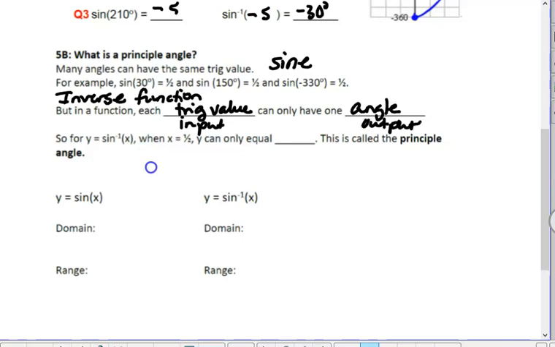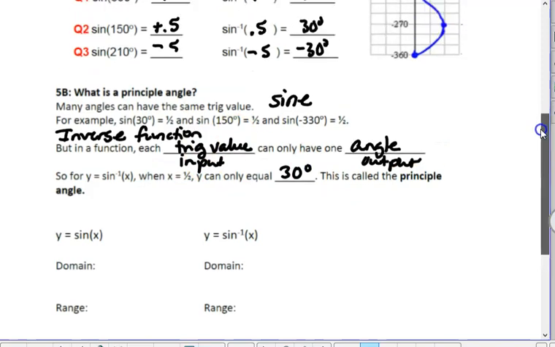So what do we do with this situation where we have multiple angles that all have the same trig value of 1/2? We have to limit it to only one angle that has a trig value of 1/2. So when we do the inverse function and 1/2 is our input value, y can only equal one of those angles, and the angle that it equals is 30 degrees. We found out earlier when we were talking about the sine function. This is known as the principal angle.